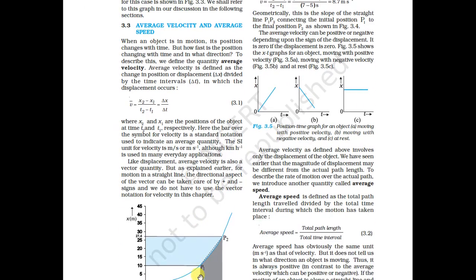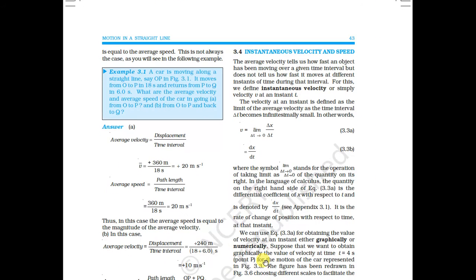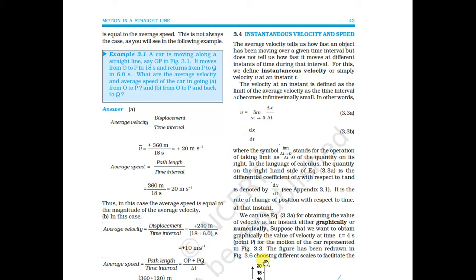So these are the differences between average speed and average velocity. Average velocity is a vector quantity, while average speed is a scalar quantity. For velocity we discuss displacement upon time; for speed we discuss the total path length upon time. Both have the unit meter per second, so the unit is the same, but the basic difference is that speed is always positive, while velocity can be negative, positive or zero.